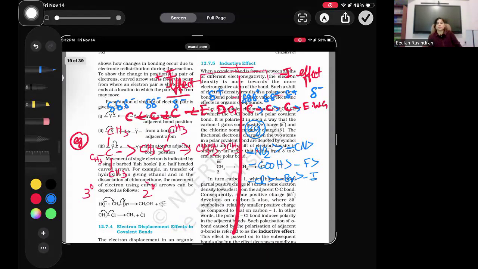So since iodine is larger in atomic size, definitely the electron donating level is increasing due to the decrease of nuclear force of attraction. Nuclear charge is decreasing here. Okay. So based on that, we can understand the minus I effect. The order of the minus I effect is given. I hope it is clear for you.